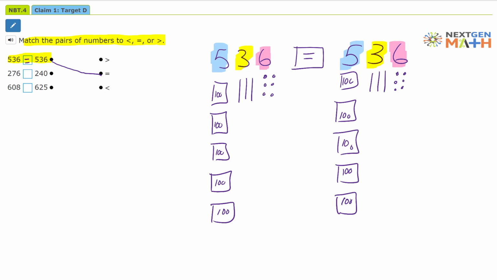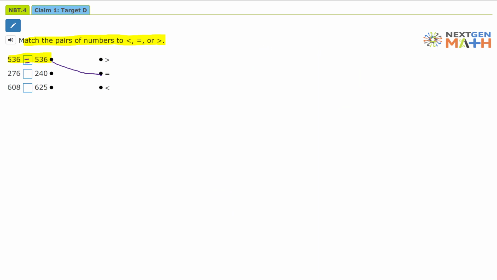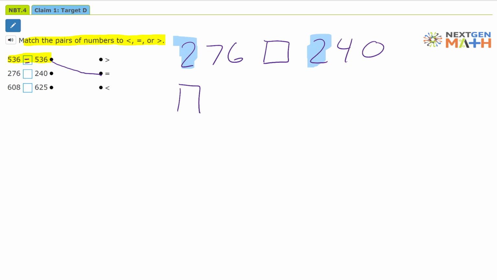Now let's do the next one. Let's compare 276 with 240. First, we'll compare the hundreds. Both of these have 200 as the first digit, and we can represent 200 by flats, because we know these flats both are equal to 100. So the hundreds are the same.